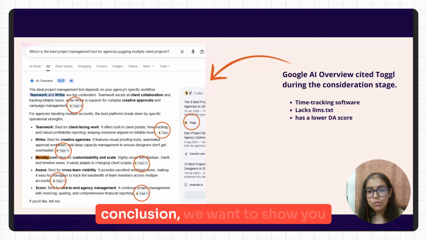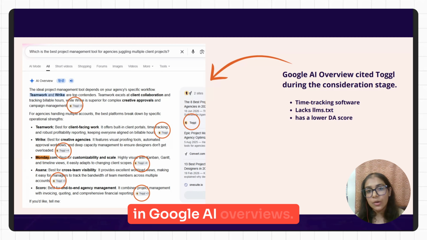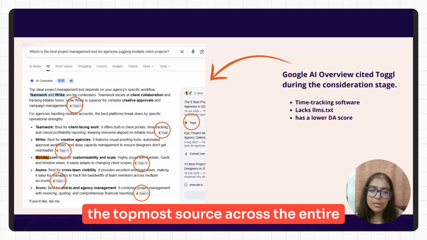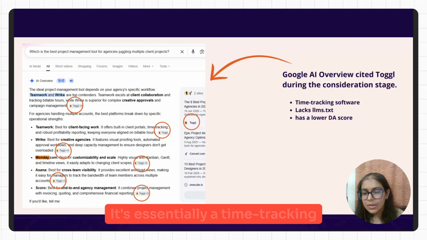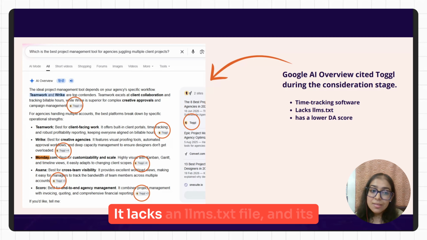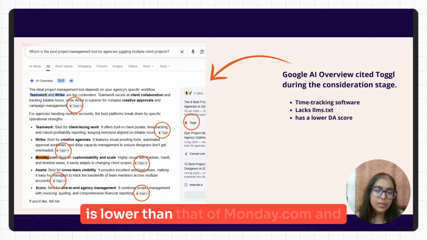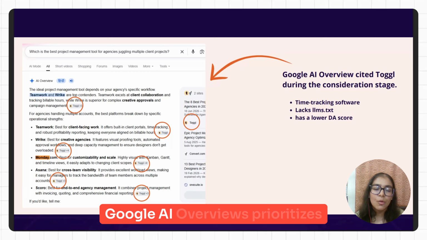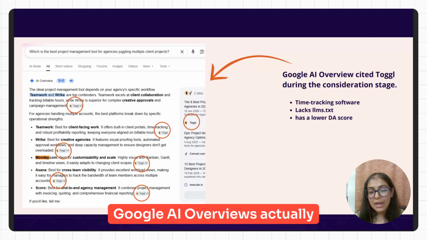Now, before we move to the conclusion, we want to show you something really interesting that we found during the consideration stage in Google AI overviews. We saw that Toggl was being cited as the topmost source across the entire answer. Now, the interesting part is that Toggl is not a project management tool. It's essentially a time tracking software. It lacks an llms.txt file, and its domain authority score as per Ahrefs is lower than that of Monday.com and Trello. So it lacks all the main things, yet Google AI Overviews prioritizes Toggl. It cites content from Toggl. So that speaks a lot about what Google AI Overviews actually prioritizes.